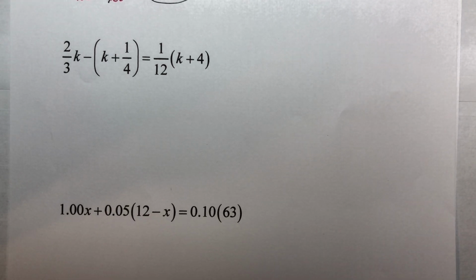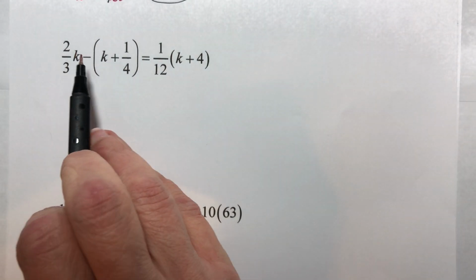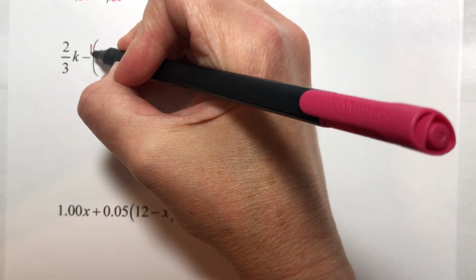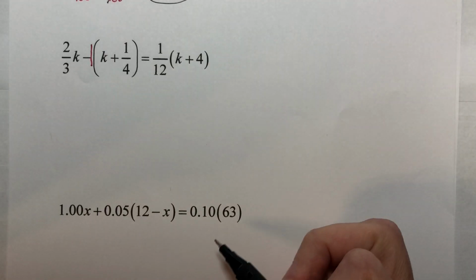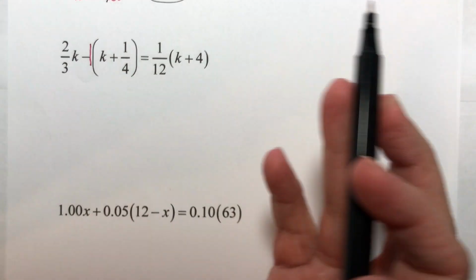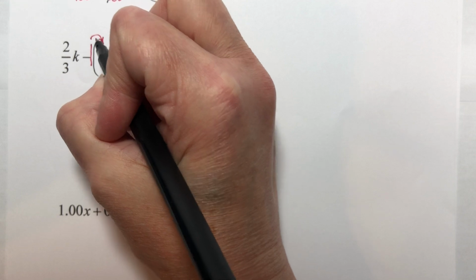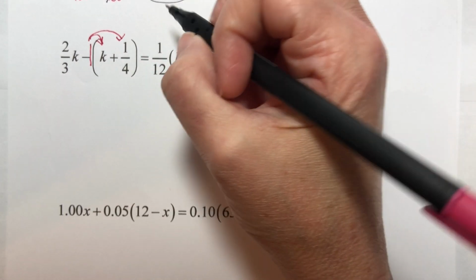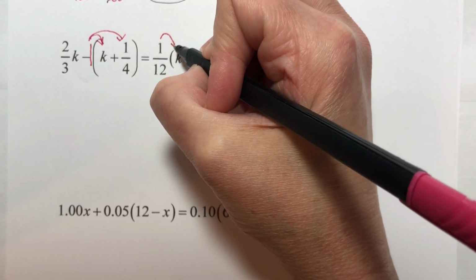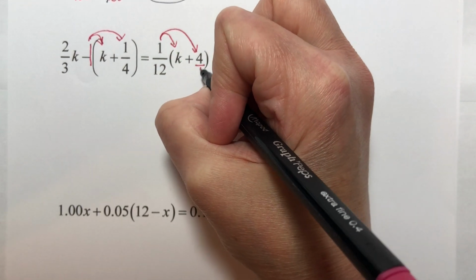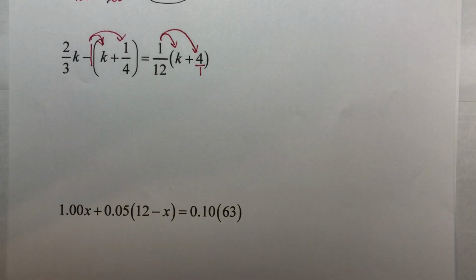Okay. So with that in mind, there is a negative in front of this set of parentheses. That means that's a negative 1 I need to distribute. Distributing a negative 1 just changes the signs, so that shouldn't be so bad. So I'm going to distribute here and here. I'm also going to take this 1/12 and distribute here and here. That's a 4 over 1 right there, which will help us when we do that distribution.